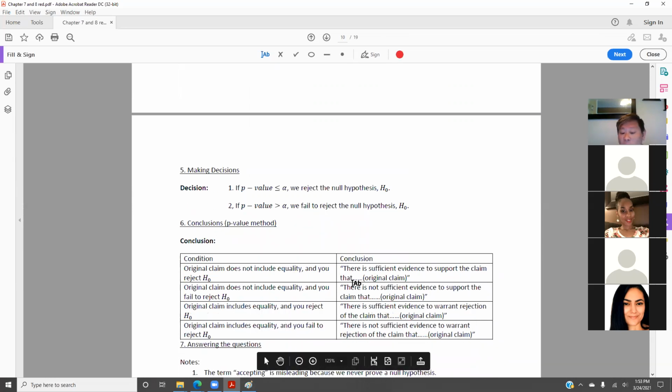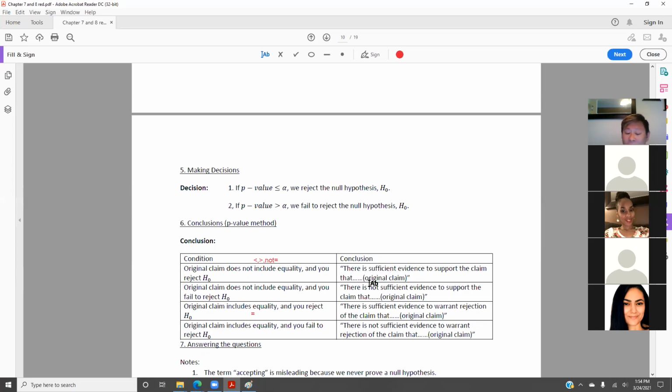Now, your conclusion has 4 choices, okay? The first 2 choices are for when your claim does not have equality. That means if your claim is using less than, greater than, or not equal to, then you will have to use the first 2 choices. Otherwise, if your claim has an equal sign, then you will have to use the other 2 choices. Then you have to figure out whether we are rejecting or failing to reject based on step 5. If you are rejecting, then this is your conclusion: there is sufficient evidence to support the claim that so on, so on, so on. Now this so on, so on, so on is your original claim.